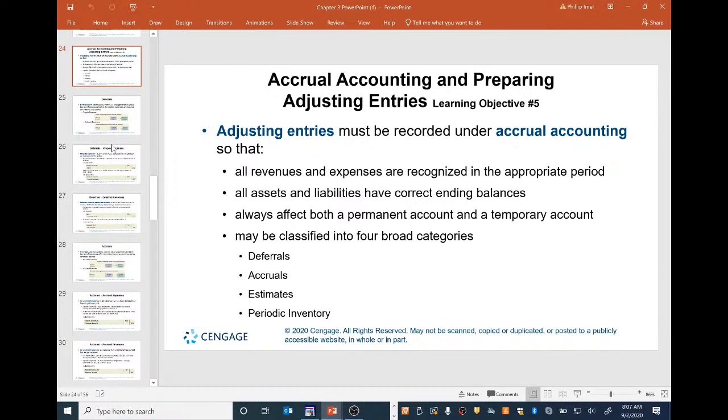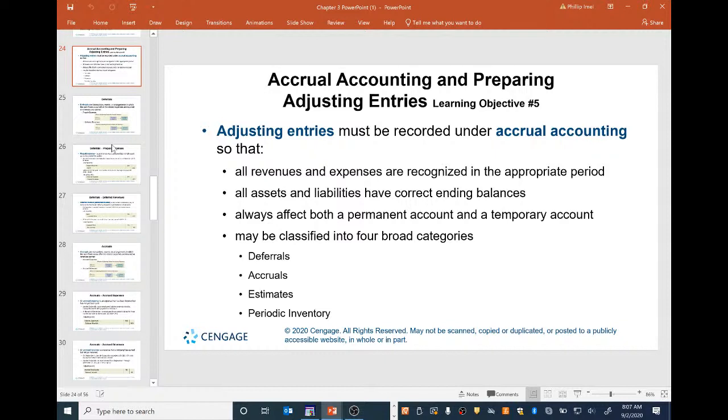Okay, let's talk about accrual accounting and preparing adjusting entries. Adjusting entries must be recorded under accrual accounting. The reason that we make these adjusting entries is because we want all revenues and expenses to be recognized in the appropriate period. If you recall, we talked about the matching concept from the last chapter. It was one of the concepts that FASB has laid out for useful information in financial reporting, because we want to match those revenues and expenses, right? We also want to make sure that the assets and liabilities have correct ending balances, like deferrals and accruals.